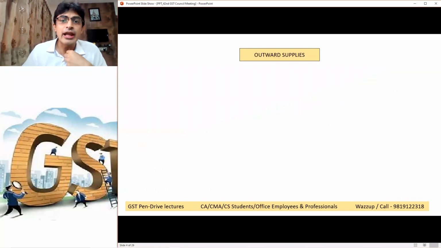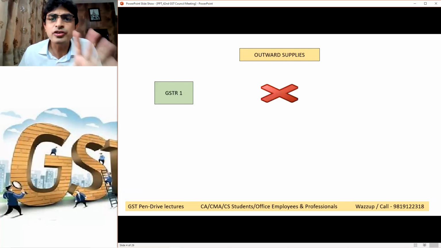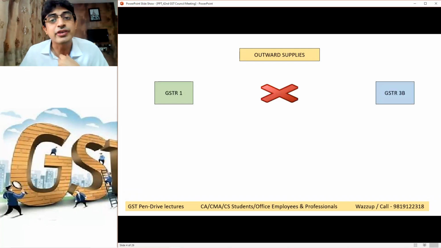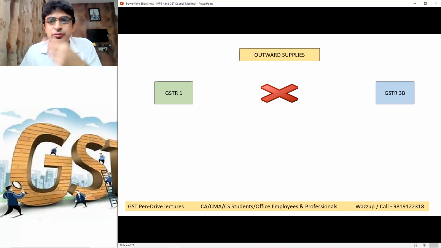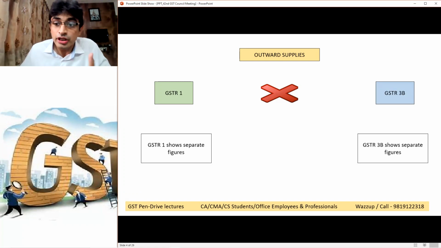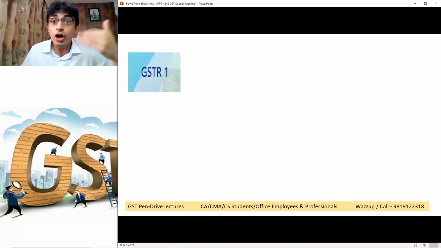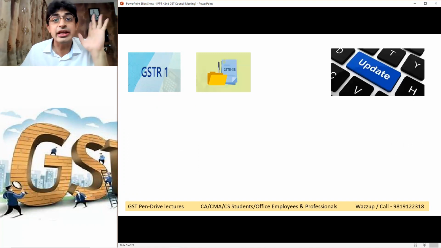Correct. Now, many times what happens? The outward supply details which I have declared in GSTR1 do not match with the outward supply details in GSTR3B. Such mistakes are bound to happen. So GSTR1 is showing a separate figure, GSTR3B is showing a separate figure. Now, to avoid this issue, the government has already made one updation in GST returns.